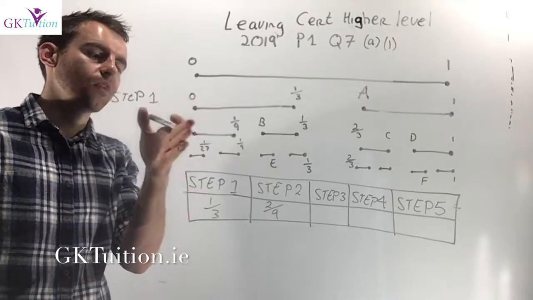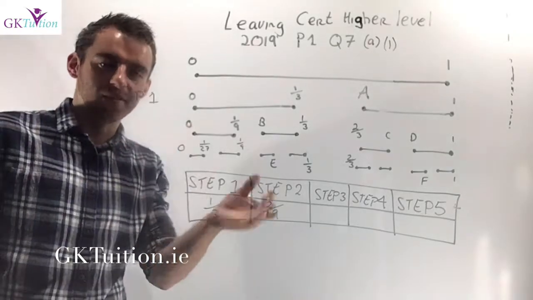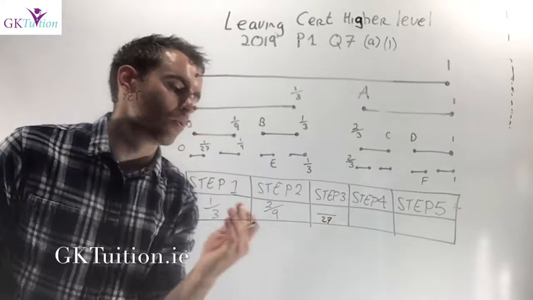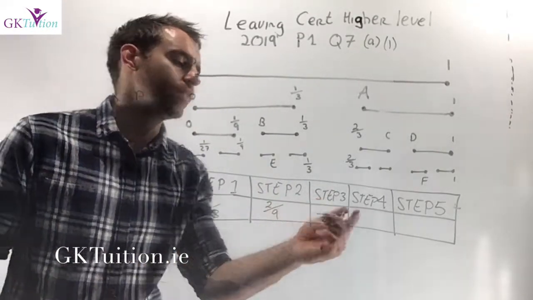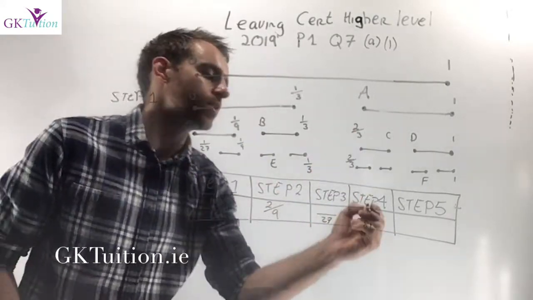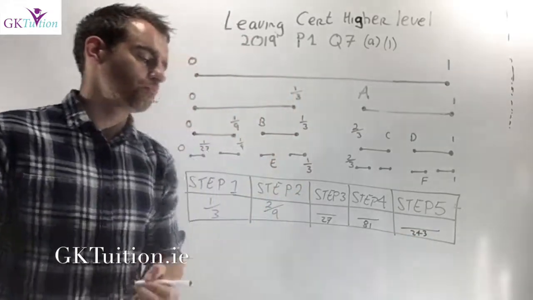So the first step is divided into thirds. The second step is divided into ninths. The third step, it's obviously divided into 27ths. So I know that the bottom is going up as a multiple of 3. So this was in thirds, in ninths, in 27ths. In the fourth step it will be divided into 81 different sections, and the last step they're divided into 243 sections.